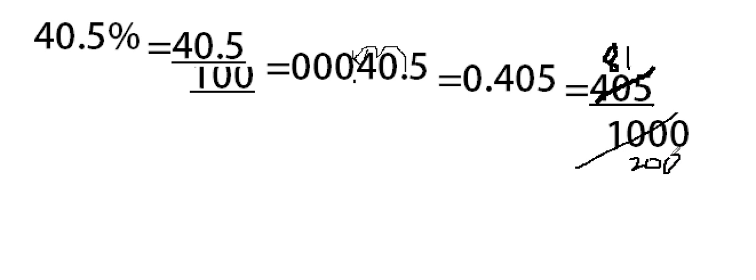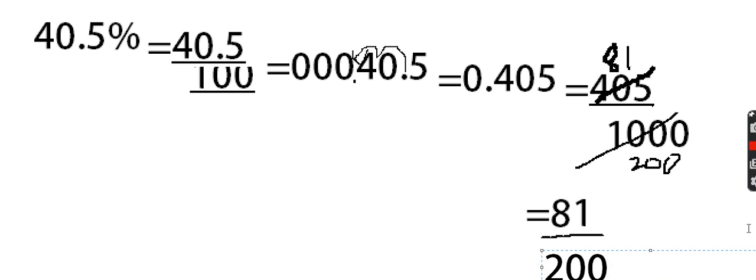Now there is no other number which can divide both the numerator and denominator. When you are left with such a case, then you just leave that portion and that is your answer. Your answer will be 81 by 200. This is your answer.